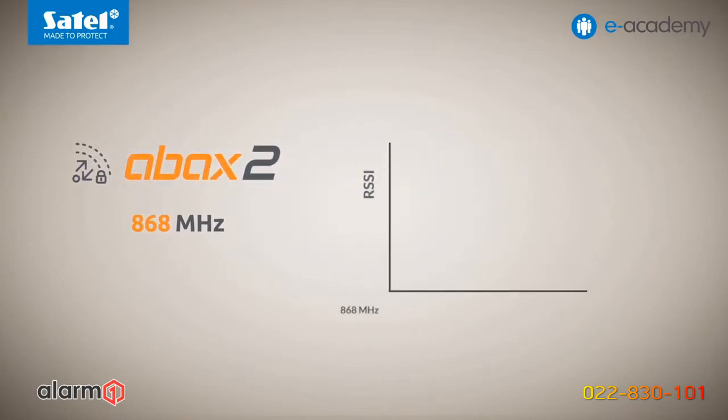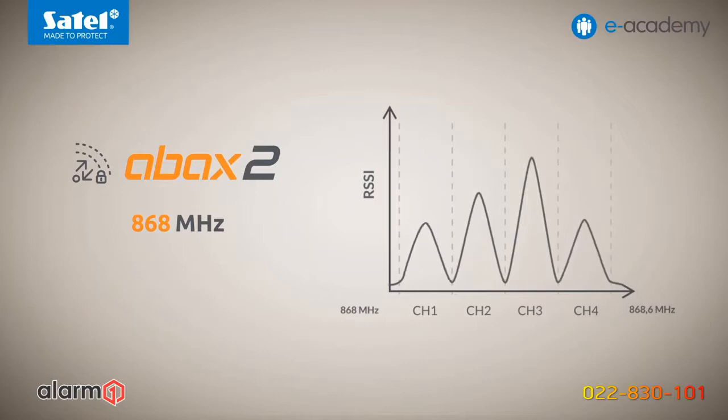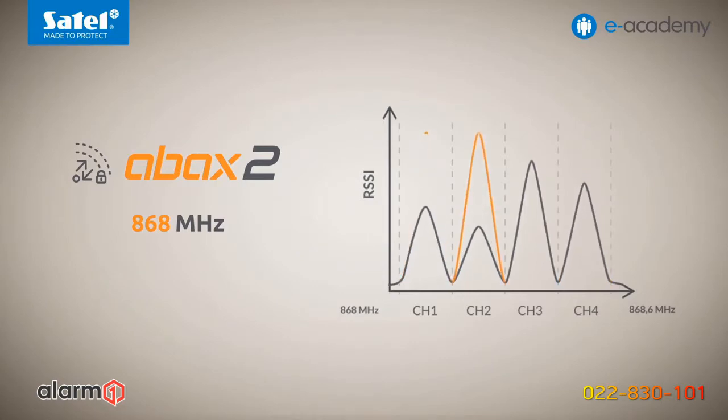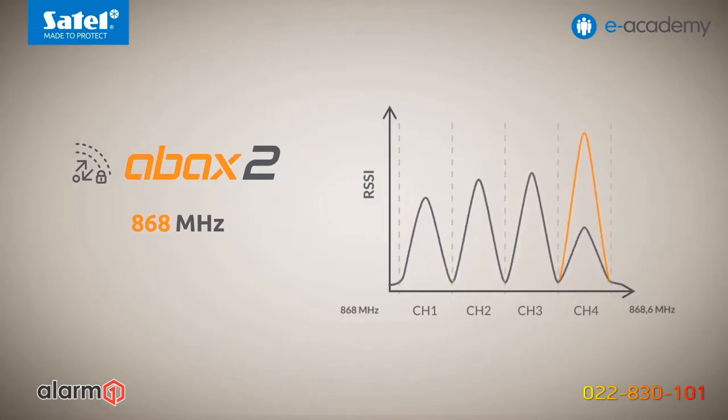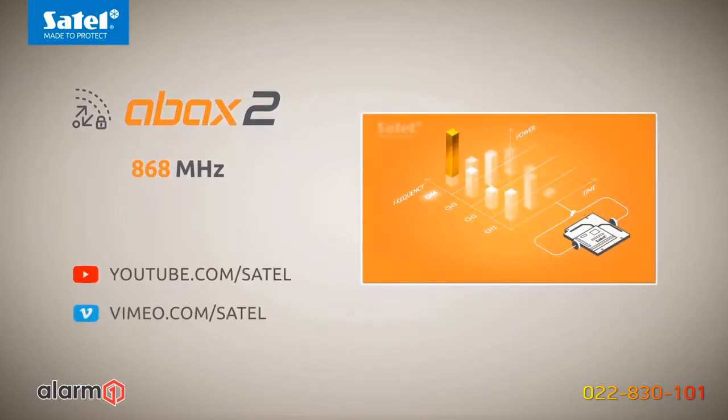A new solution used by the presented wireless system is the so-called diversification of transmission channels. In this case, 4 channels have been allocated in the frequency band used. The advanced radio system used in the ABAX 2 device is continuously analyzing the level of interference in each of these channels. This allows data to be transmitted where the interference level is lowest and communication is the most reliable. This issue has also been discussed in more detail and presented in the form of animations available on YouTube and Vimeo websites.